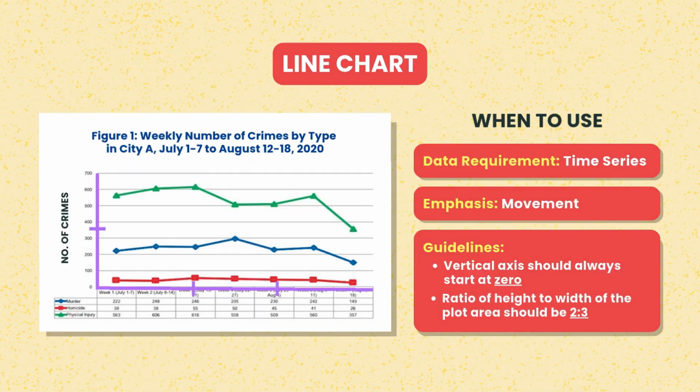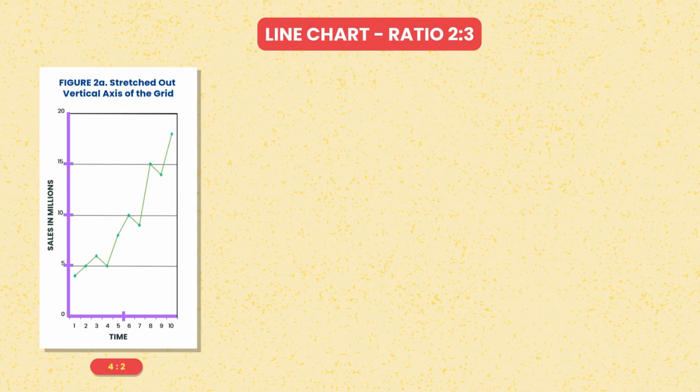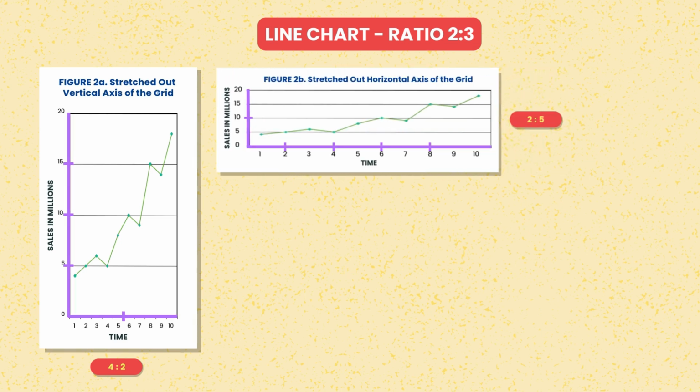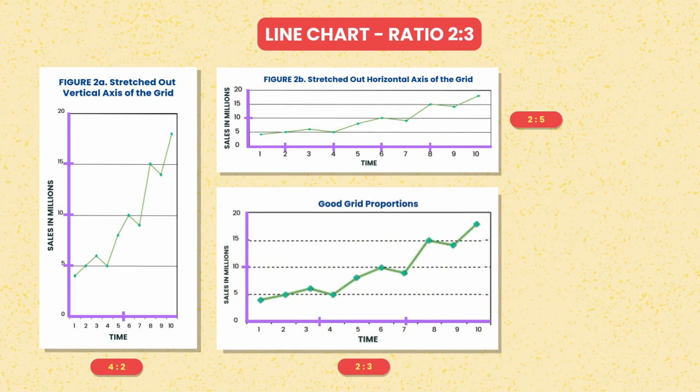Next is the ratio of the height and the width of the plot area, which is supposed to be 2:3. Here is a scenario. Let me show you three charts using the same data, but having different height to width ratios. Figure 2a has an estimated ratio of around 4:2, while figure 2b has an estimated ratio of 2:5. Another chart is this one, which demonstrates a good grid proportion and has a ratio of 2:3 with respect to its height and width.